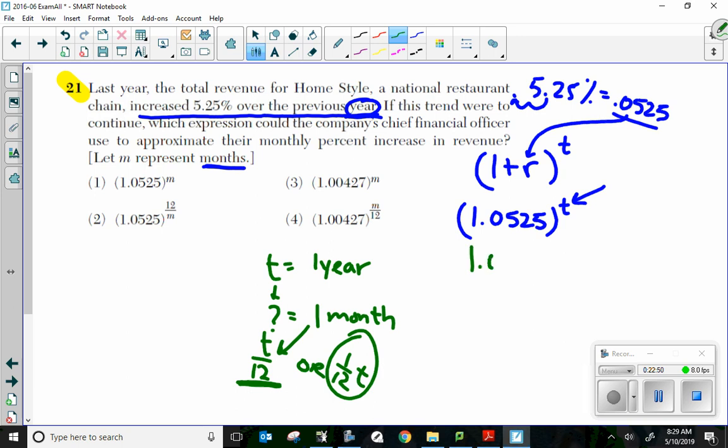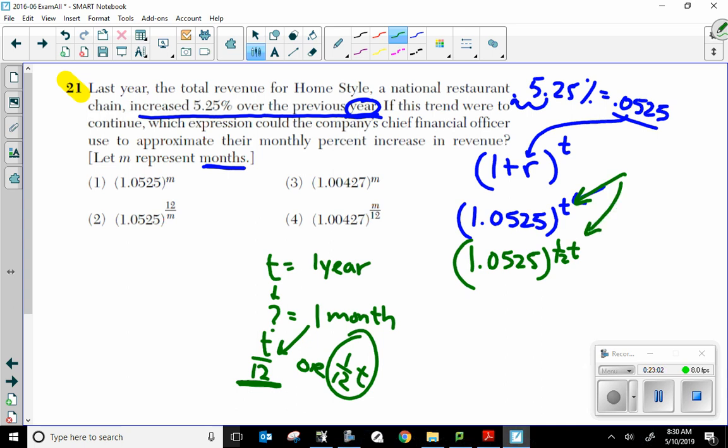So now I have 1.0525 to the 1/12 t. Now my exponent represents months. This one was years. Now, that one's months. I don't see that answer anywhere either. Number 2? No, for number 2, the 12 is on top. We want the 12 on the bottom. So it's not 1 and it's not 2. Oh, look, it's here, but notice the inside is not the same. So technically it should be 3. But let me finish off this problem and explain something.